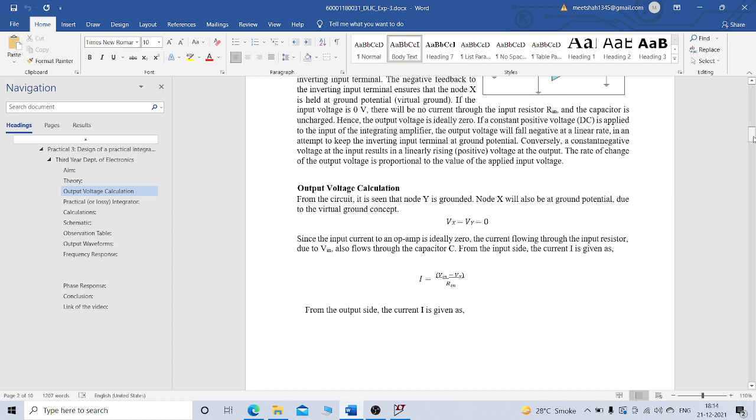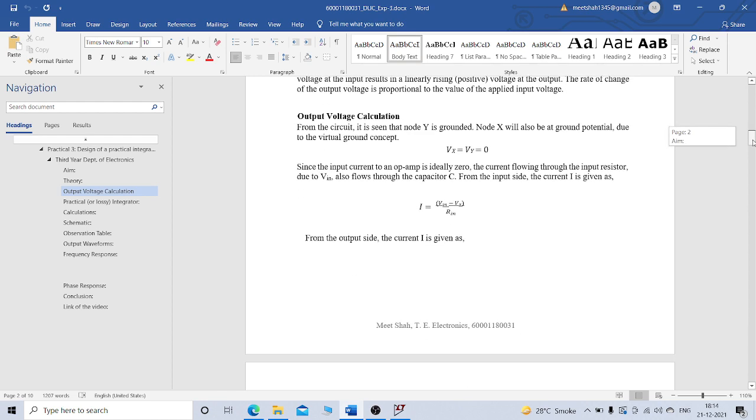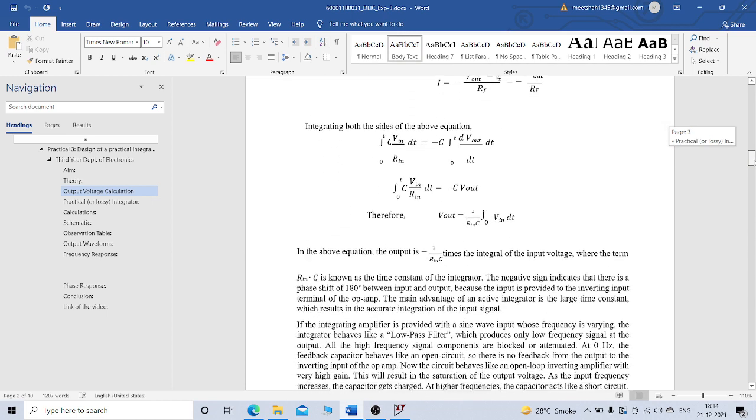From the circuit, it is seen that node Y is grounded. Node X will also be at ground potential due to the concept of virtual ground, that is Vx is equal to Vy is equal to 0. Therefore, using the formulas and using integration, we'll get the value of Vout as 1 upon Rin C, integration from 0 to t of Vin dt.